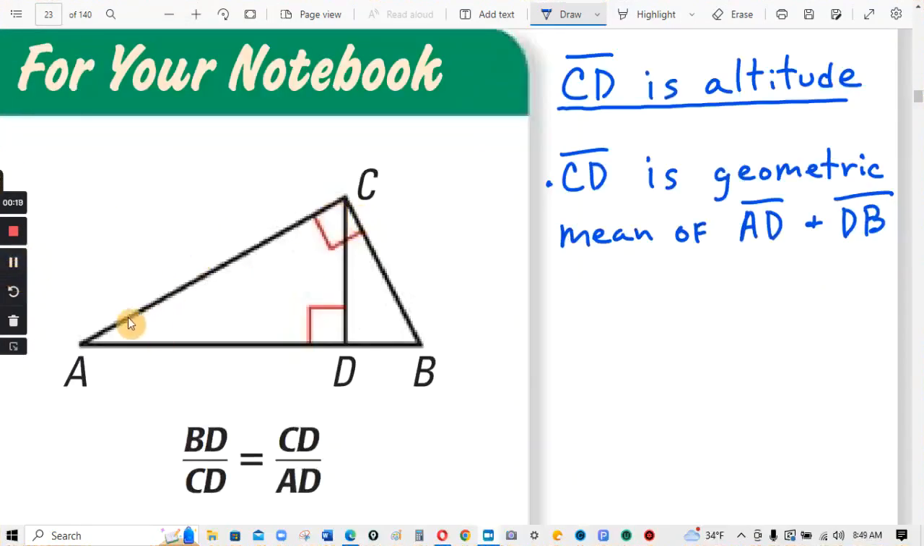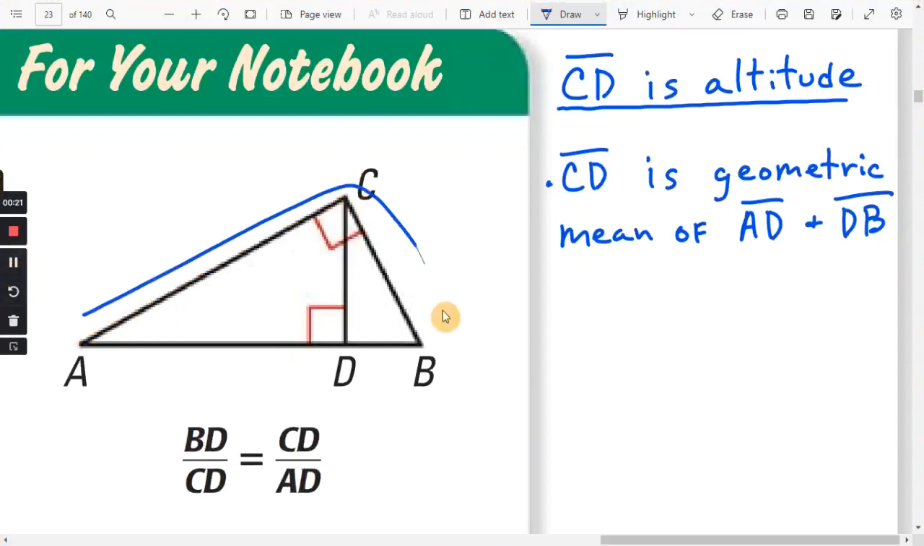So right here, we have a right triangle. If you start at the right angle of the big triangle and draw an altitude perpendicular to the base, this right here, CD, is your altitude. And CD is going to be the geometric mean of AD and DB. So this is AD and DB.